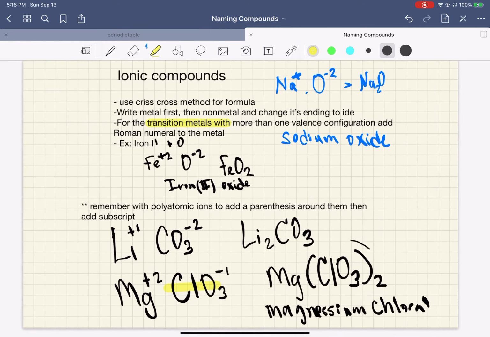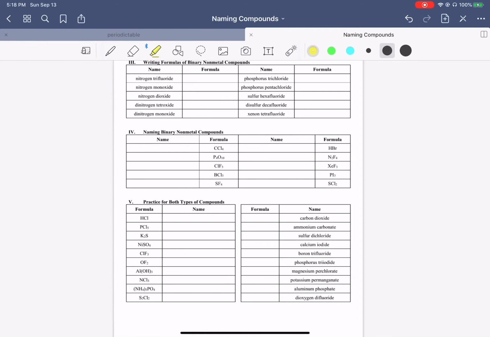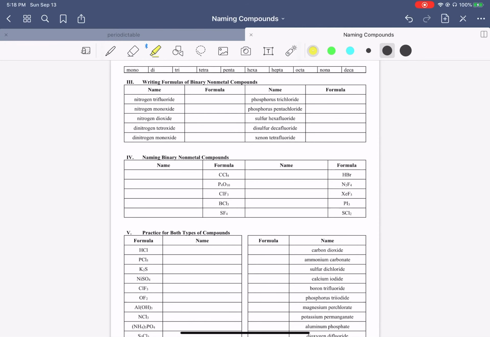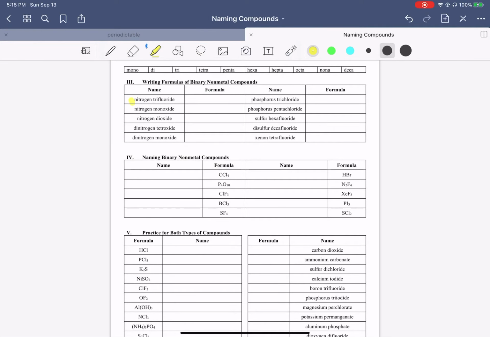Okay, we're going to go over to the back page here for some nonmetal compounds. For the nonmetals, I want you to keep in mind, we do not use the mono here for the first element. We're going to be writing this just as it's looking. We're going to use the formula here to kind of guide us. So nitrogen trifluoride.